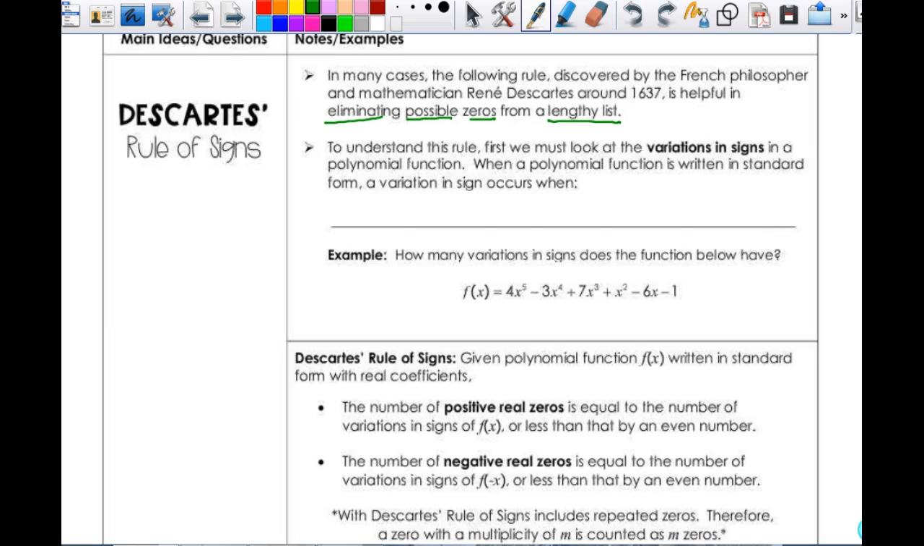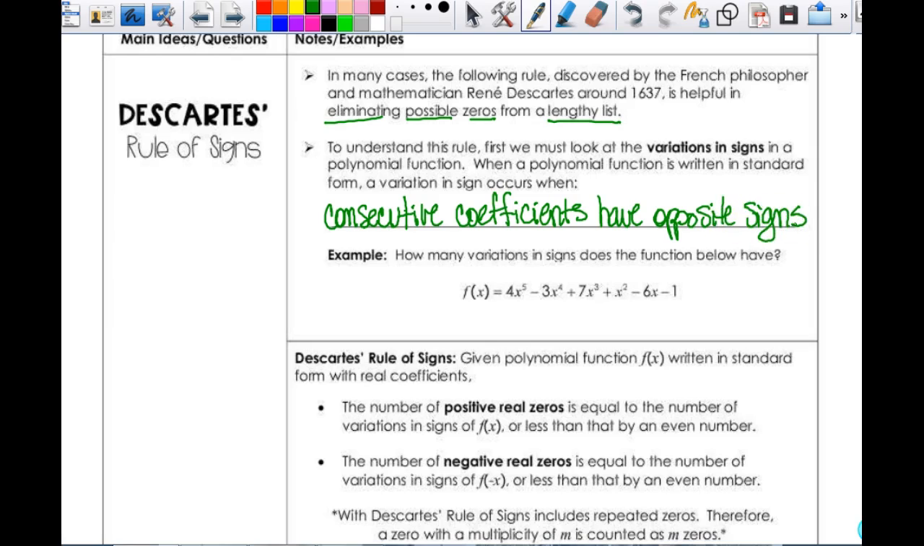So to understand this rule, first we must look at the variation in signs in a polynomial function. When a polynomial function is written in standard form, kind of like this right here, a variation in sign occurs when consecutive coefficients have opposite signs. Okay, so when consecutive coefficients have opposite signs. His rule is actually very, very easy to use. Okay, it's not a complicated thing at all, and it can help simplify what you're doing.